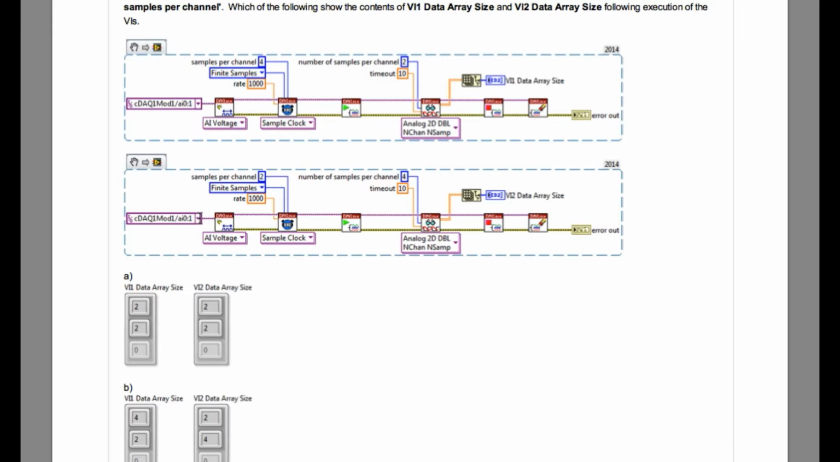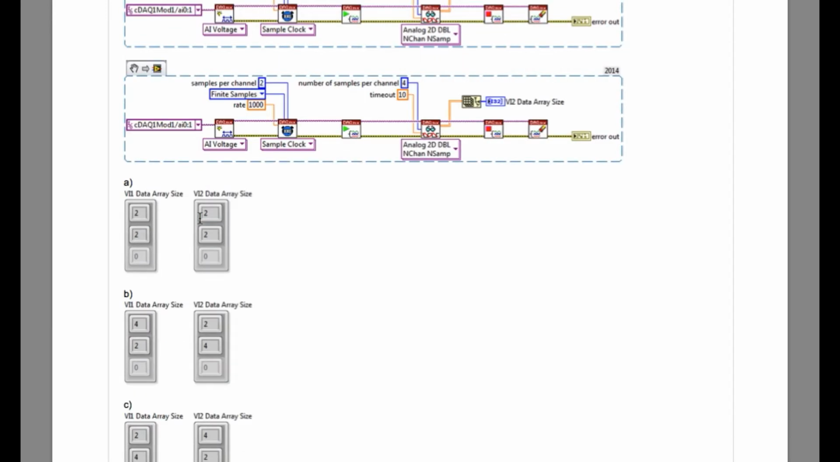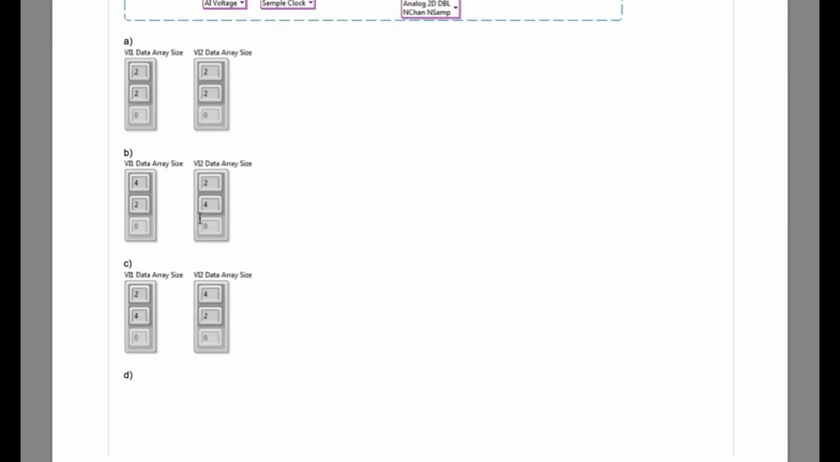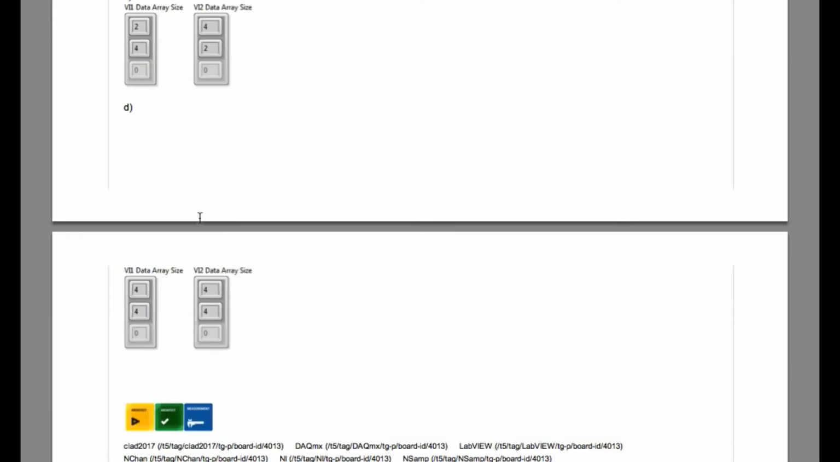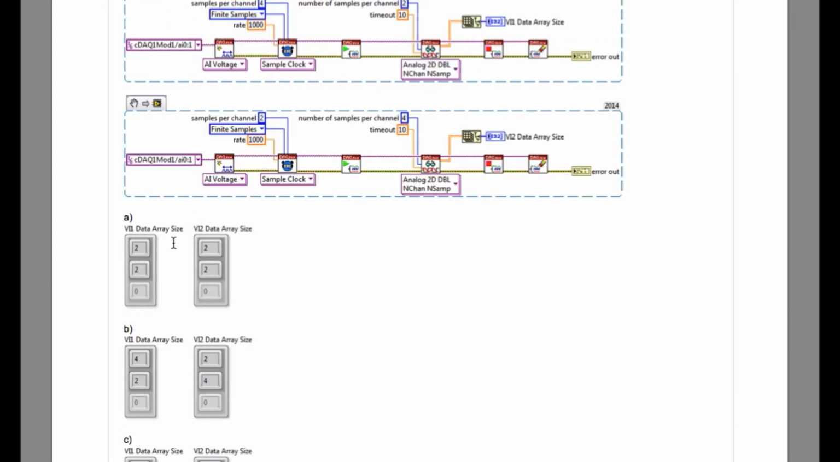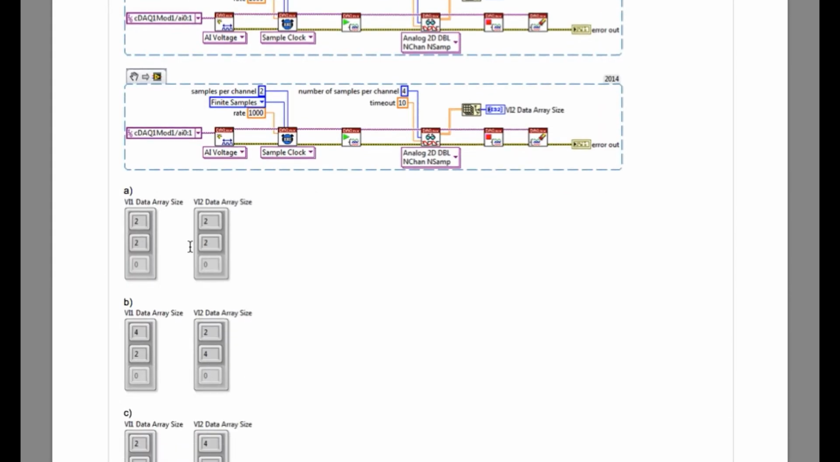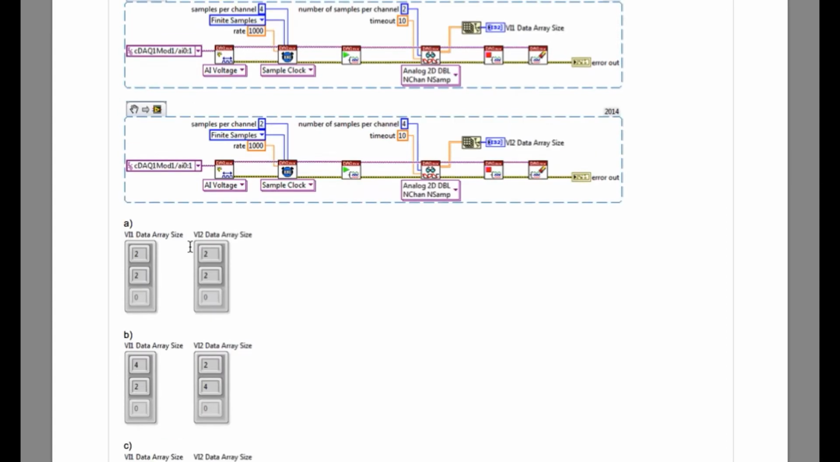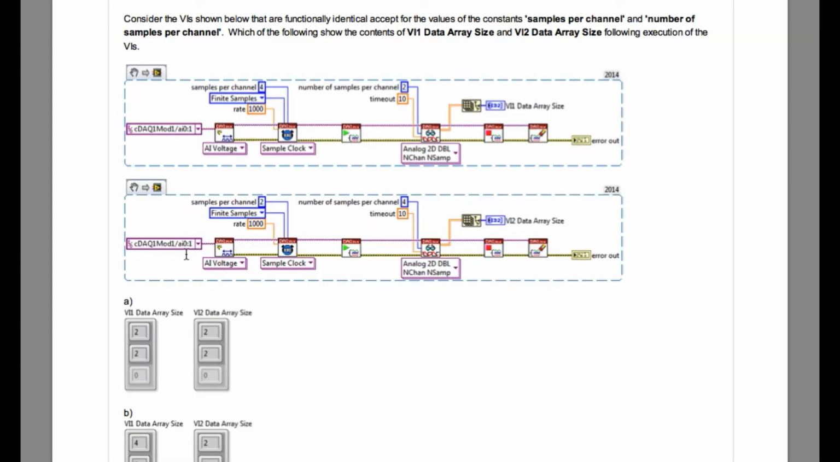If you look very carefully, both of them have been configured into two channels each. So our first element has to be two for both of them. That basically means, if you look very carefully, only option A has got two at the beginning. So option A is the correct answer.